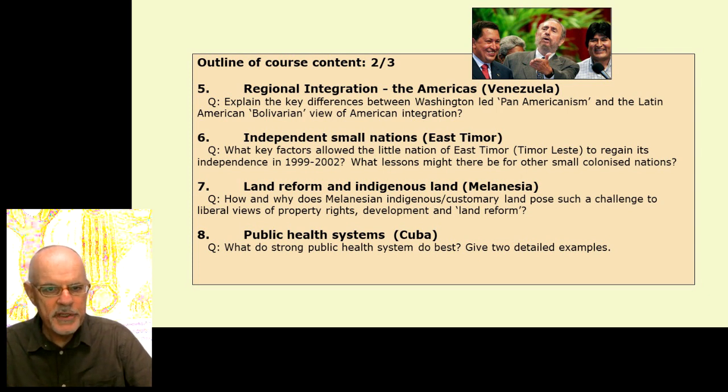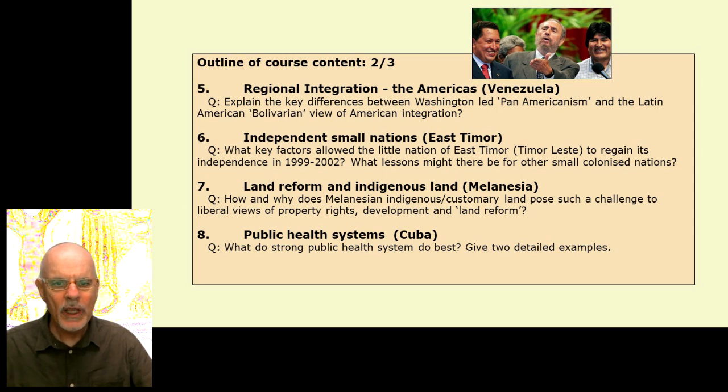And that process of studying regional integration in the Americas gives us some other ideas of the possibilities of regional integration elsewhere. But the focus here is on the Americas. And the analytical question is, explain the key differences between the Washington-led Pan-Americanism, a separate current, and the Latin American Bolivarian view of American integration. This is a parallel current, if you like, over more than a century, which illustrates some of the tensions between a type of integration of domination and an independent or emancipatory view of integration.